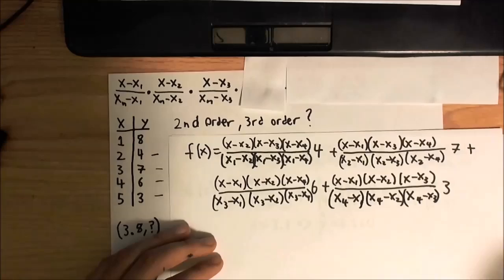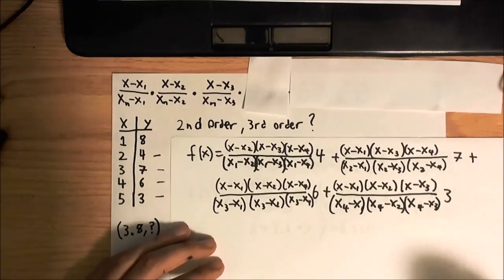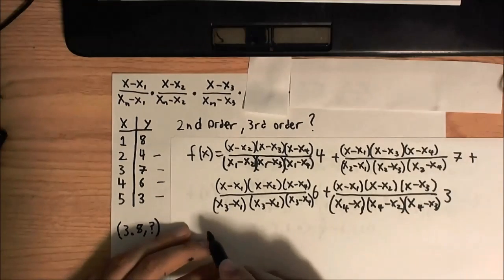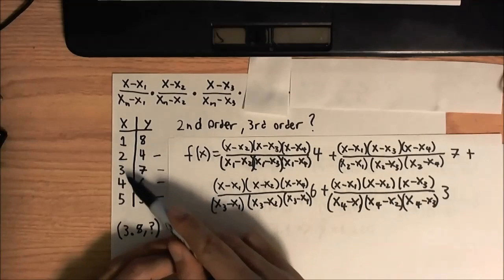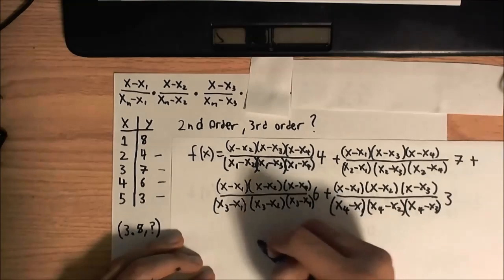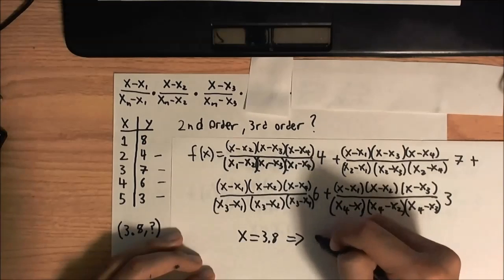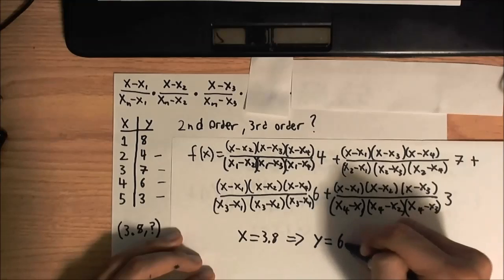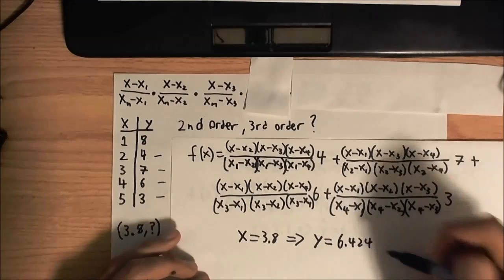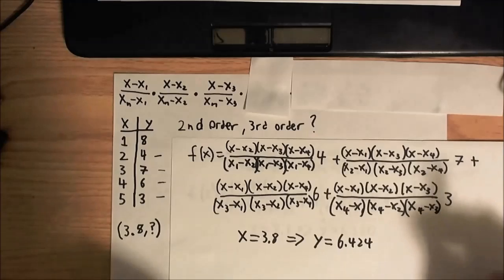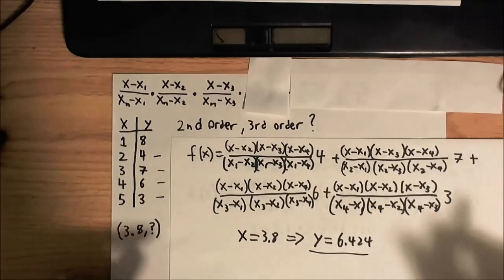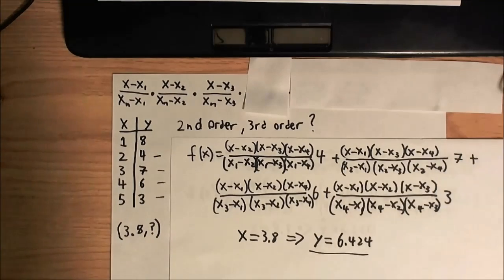I'm not going to plug them in for this one solely because it's so long, but once you plug in your x values for x1, x2, x3, and x4, you end up with x equal 3.8 yielding an approximation of y equals 6.424. So as the order increases, you'll notice that the interpolated value does move, probably toward its true answer, but without further expansion of the polynomial terms, convergence won't really be noted.